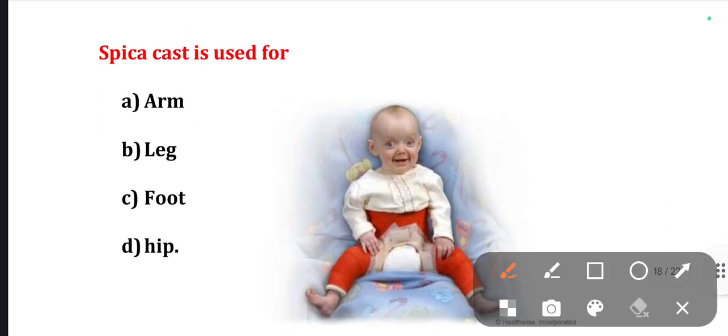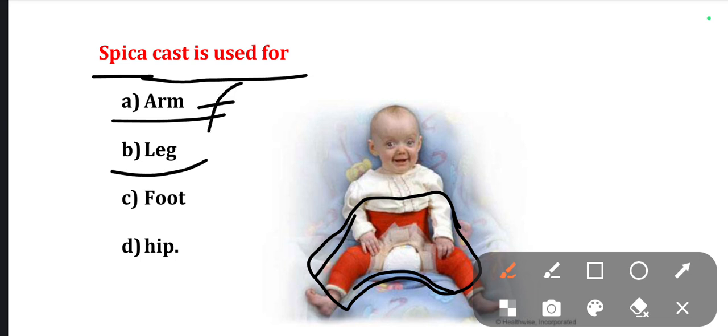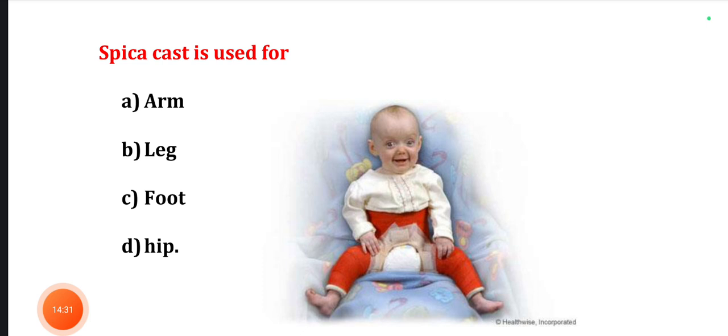The next one is, Spica cast is used for. In the picture you can see this is a cast. The child is wearing a cast. What is the purpose of this type of cast? Options are arm fracture, leg fracture, foot fracture, or hip fracture. You can easily answer this question, that is hip.